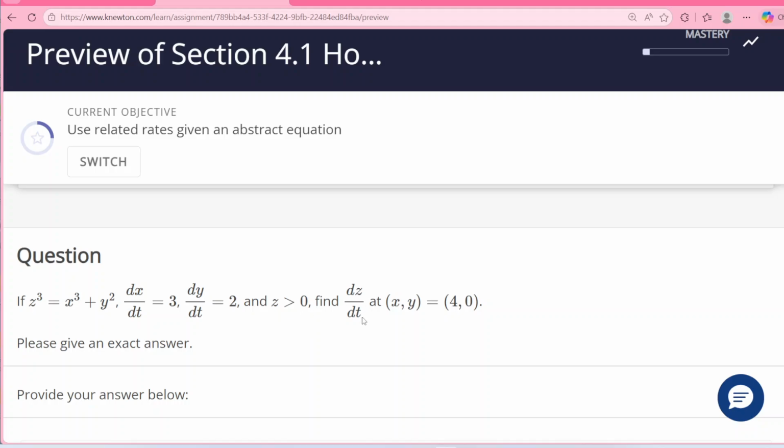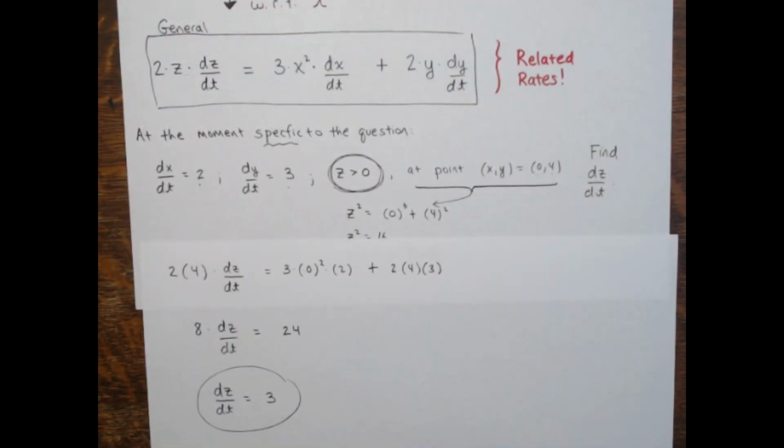find the rate at which z is changing as t changes, dz over dt or z prime of t, at the point where x is 4 and y is 0. So again, very, very similar to our last question.